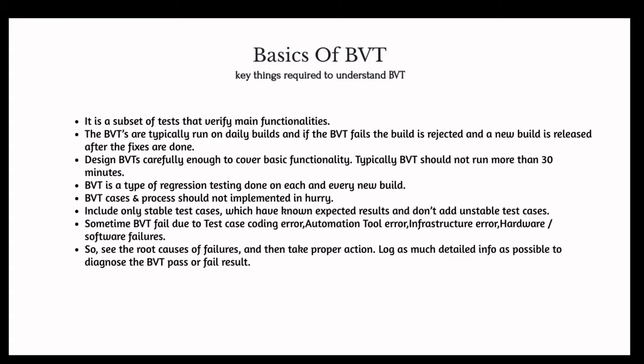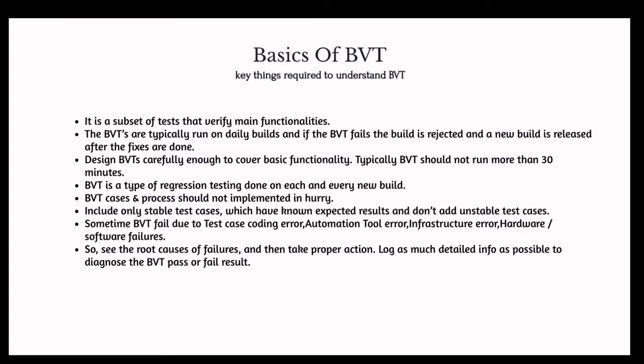So there might be chances that these are not directly associated with the code which we have implemented in our new build. So we should properly identify the cause of the BVT failure. See the root causes of the failures and take the proper actions. Log as much detailed information as possible to diagnose the BVT pass or fail results. In case our BVT fails due to an automation tool error, infrastructure error or any hardware reason, then we should log it properly, and we should take care of those things whenever we test a new build or in future scenarios. It's a very good thing if we take proper action and log them.